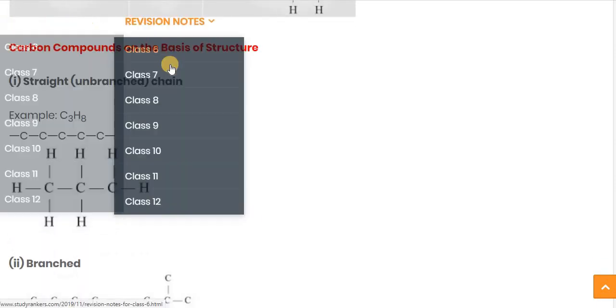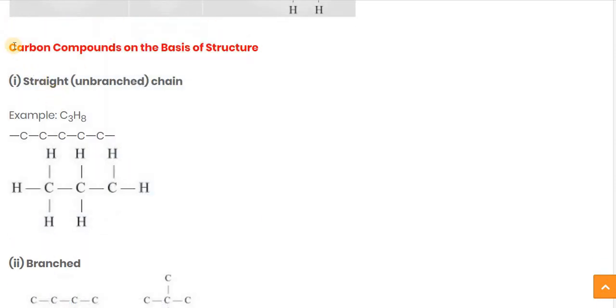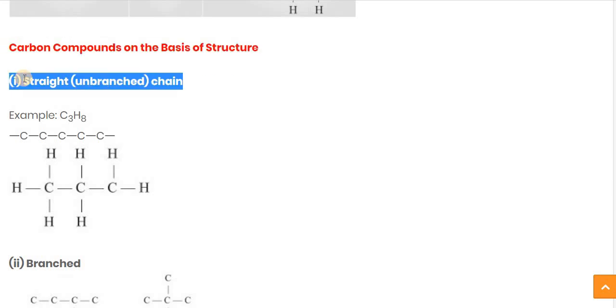Now, the carbon compounds on the basis of their structure. The first type is the straight chain, or you can say the unbranched chain, meaning without a branch, a single straight line structure. It's called the straight chain structure, or the unbranched structure.